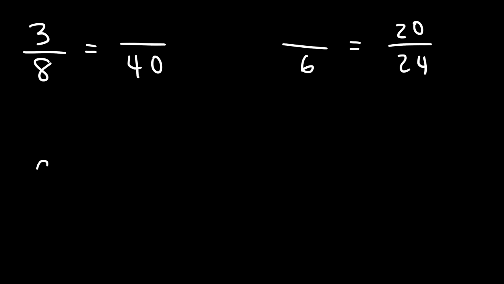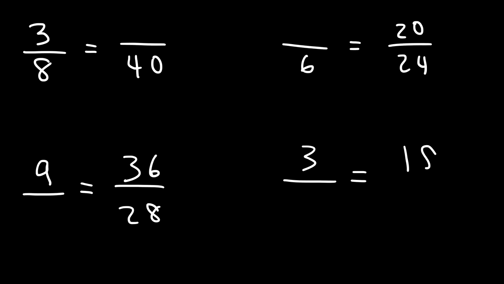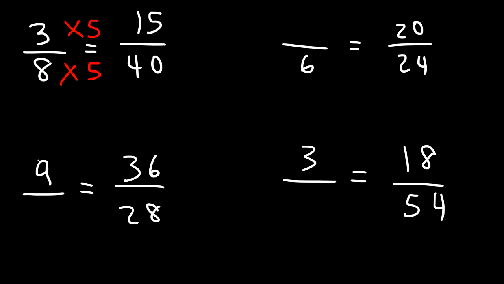Go ahead and try these examples. Find a missing number that will make the fractions equivalent. So starting with the first example, we know that 8 times 5 is 40. And so we need to multiply the 3 by 5, which will give us 15. So that's the missing number that will make these two fractions equivalent. So 3 over 8 is equal to 15 over 40.